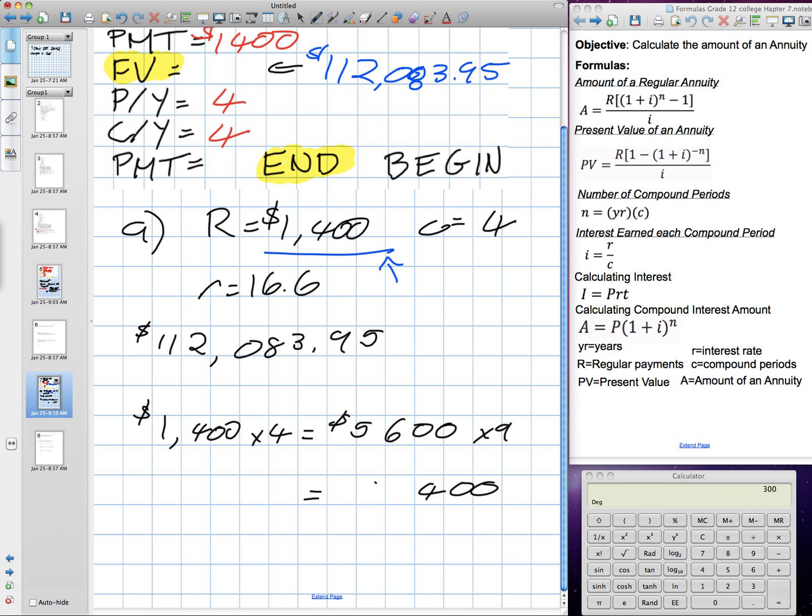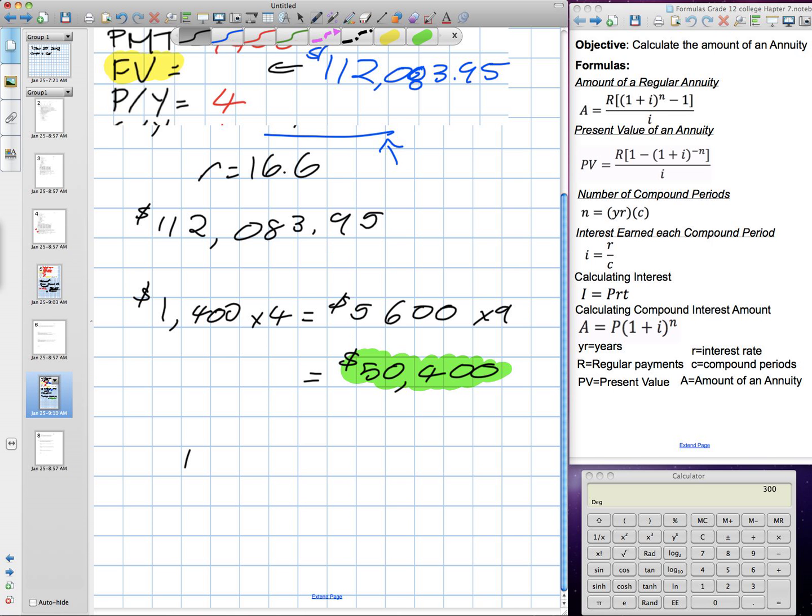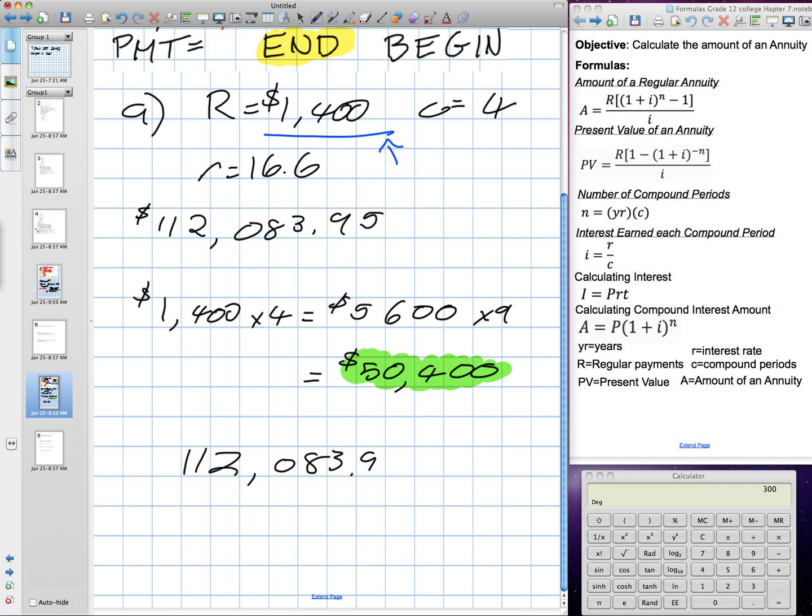How many years was this annuity for? 9. So we're going to multiply this number by 9. We're going to get 50,400. Is that right? Okay, so what this means is this person deposited over 9 years $50,400. Okay? But in the end, their bank account was actually worth $112,000. So in that bank account was $112,083.95. They deposited $50,400. How much money did they earn in interest from this bank account?